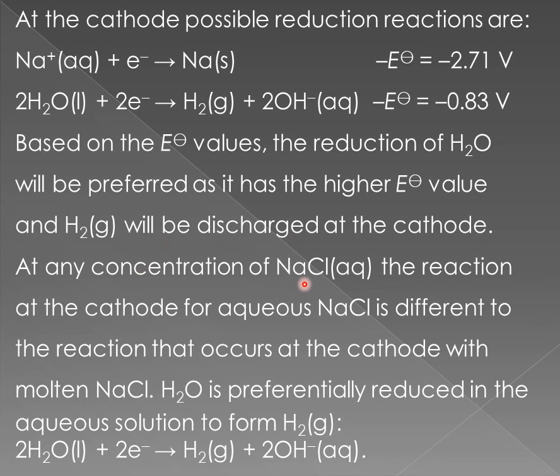So at any concentration of sodium chloride, the reaction at the cathode for aqueous sodium chloride is different to the reaction that occurs at the cathode with molten sodium chloride, because the value is too big. So at the cathode, whatever the concentration of sodium chloride, water will always be reduced rather than sodium. Sodium will not be reduced. And this will be the reduction equation.